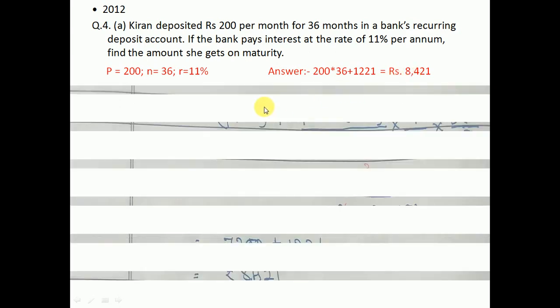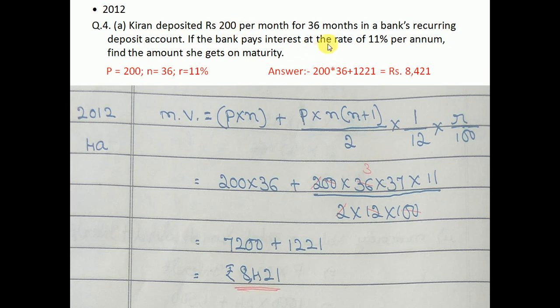As the question says, principal is 200 rupees, number of months is 36, rate is 11%. They want to find the amount she gets at maturity. They are not asking for the interest separately. But in the last question, they asked for interest separately, then the maturity value. Either you can use the same method we used in the last question, or you can directly calculate the maturity value as sum invested, P into N, plus the interest part. This is the interest part. So I substituted both of them together because they want only the final answer.